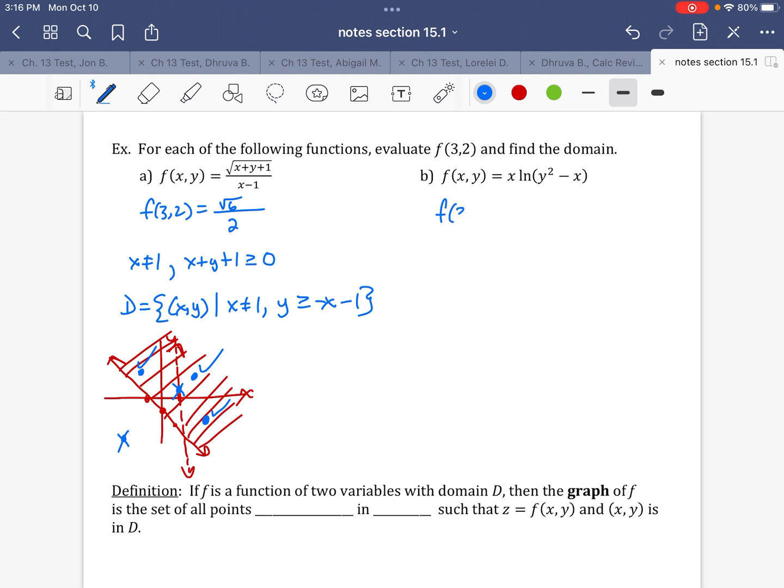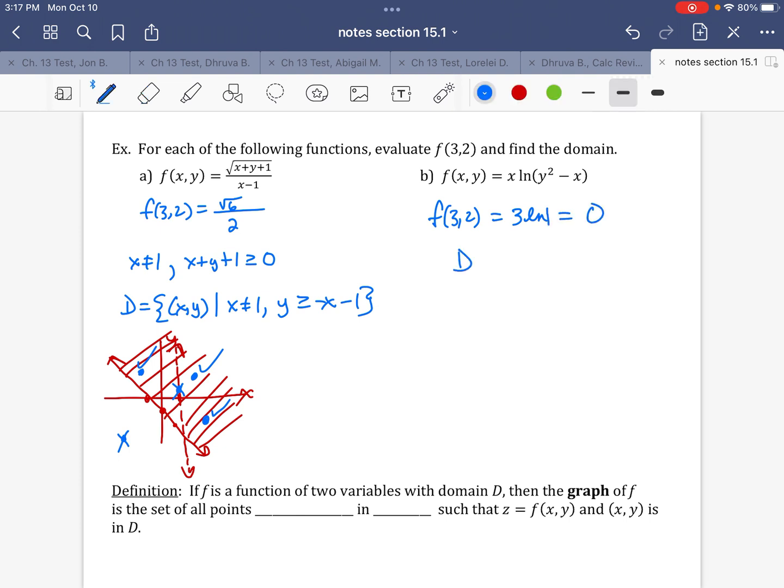All right, over here, f of 3, 2. So I get 3 ln of, that's going to be 4 minus 3 inside there, so ln of 1. All right, so ln of 1 is 0, we all know, so that would be 0.